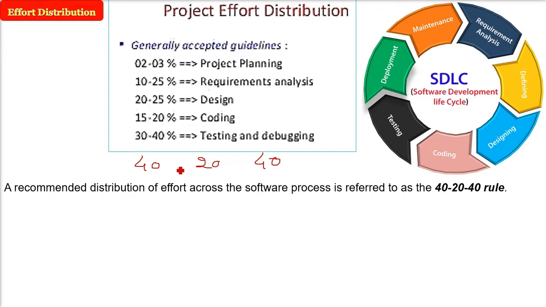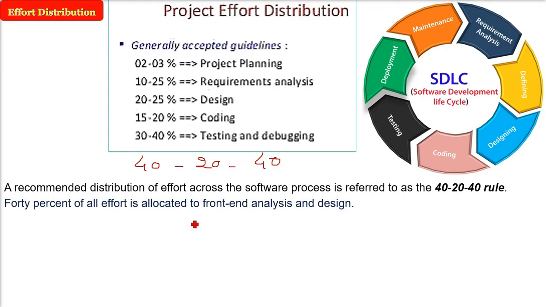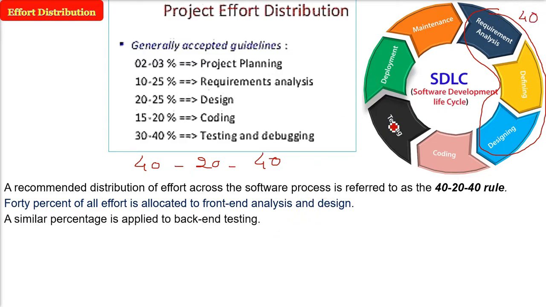What does it mean? The first part, that is the front end part, the analysis and design part. Once you get the requirement, you have to do the requirement analysis and the design part, and that is going to take 40% of the effort. Similarly, 40% will be given to the back end part, that is the testing and debugging part. Coding will take around 20% of the effort.